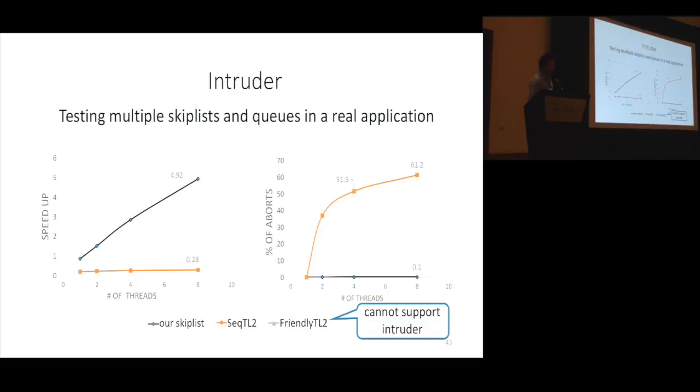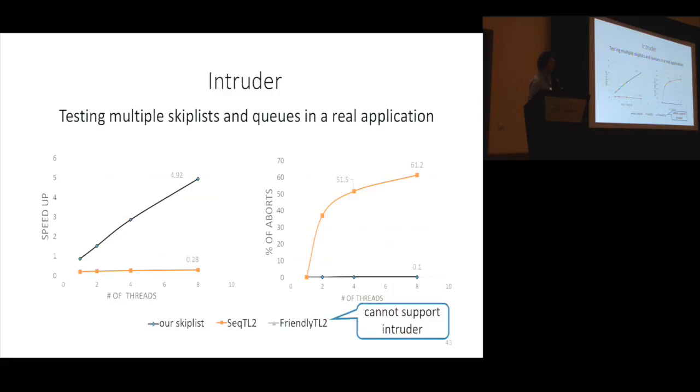We also wanted to test our library with a real application, which is some network application that uses multiple indexes and maps, and we compare it to intruder over TL2. We cannot compare to TL2 because it does not support intruder. It does not have a list and does not have iterators. And here we see also the abort rates graph.